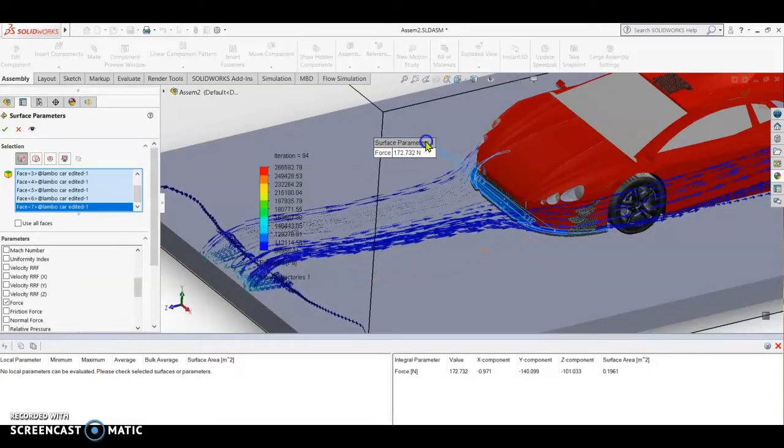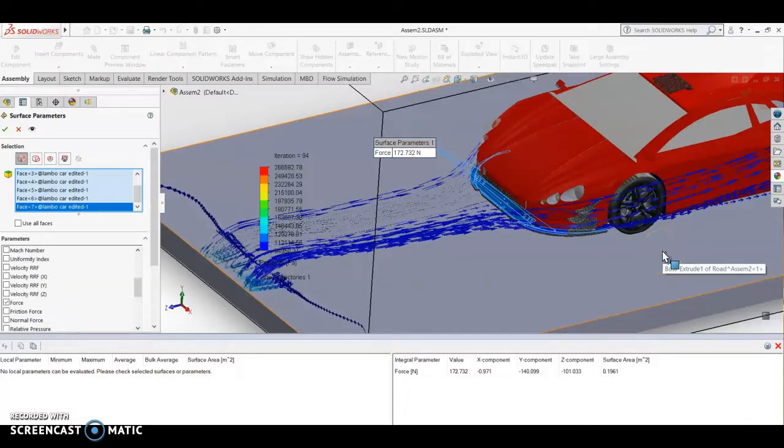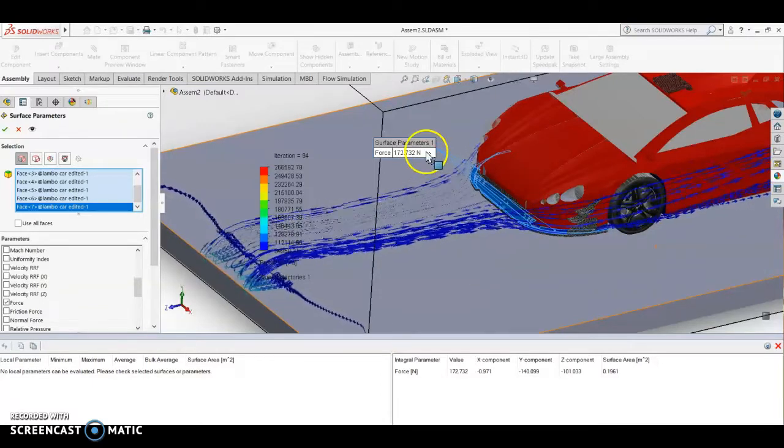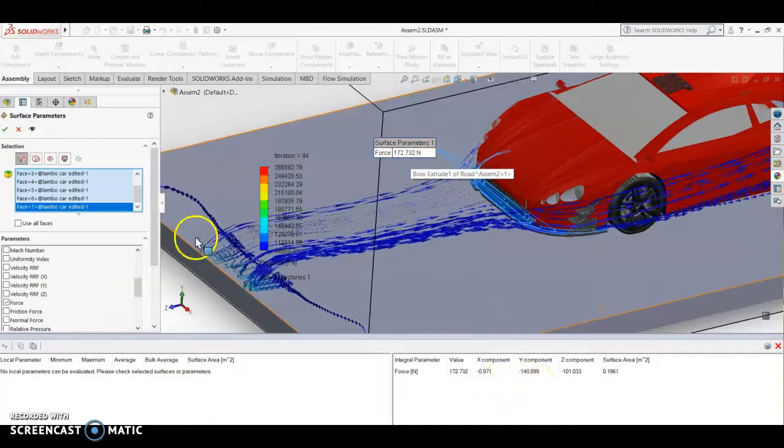So this is the force above the splitter. So we got only 172.7 Newton. You can convert this to kilogram. If you convert this to kilogram, you have to use the gravitational acceleration value, which is 9.81. So you need to calculate, because you notice the surface area of this one is only 0.196. It's very small. So this is the force.